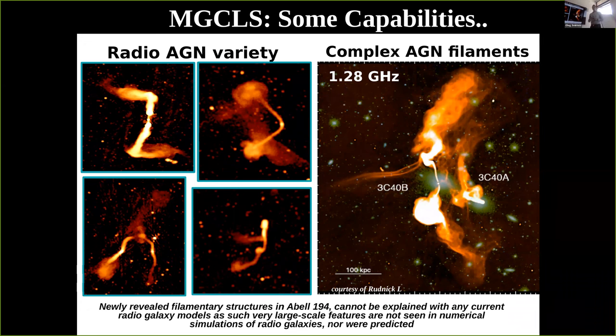We see quite a diversity in the detection of AGN. We have bent sources, wide-angle tail sources, and on the right-hand side you can see the emission from 3C40 at 1.28 gigahertz. With MeerKAT's sensitivity and resolution we are able to see newly filamentary structures, as you can see here, leading towards the east on this source. Filamentary structures in, for example, 194 cannot be explained with any current radio galaxy models. Such very large-scale features are not seen in numerical simulations of radio galaxies, nor were they predicted earlier. So we're starting to see a new kind of structure.